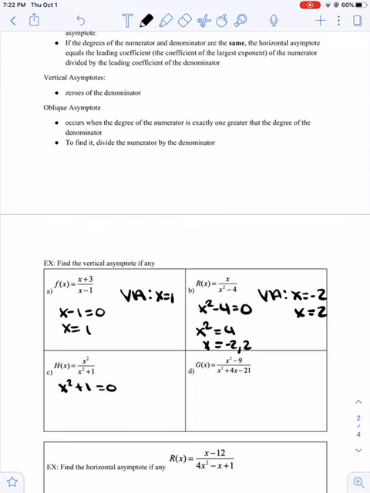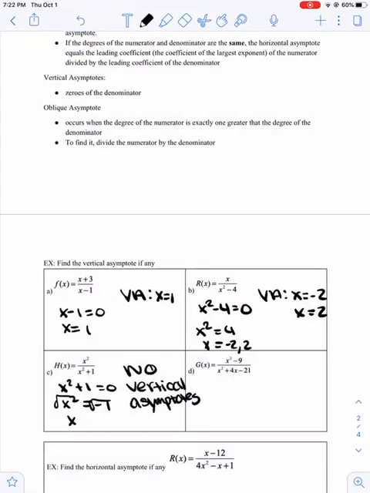Next, we have x squared plus 1 equals 0, x squared equals negative 1. Can't take that square root, so no vertical asymptotes.